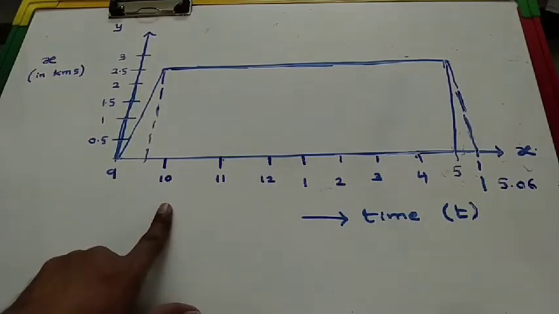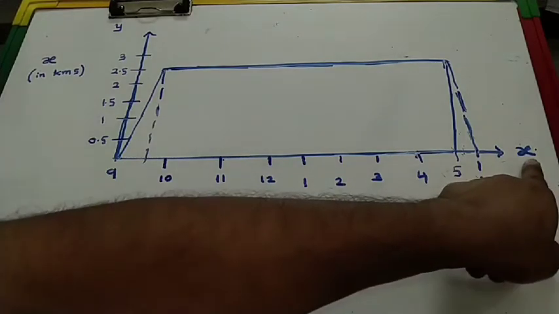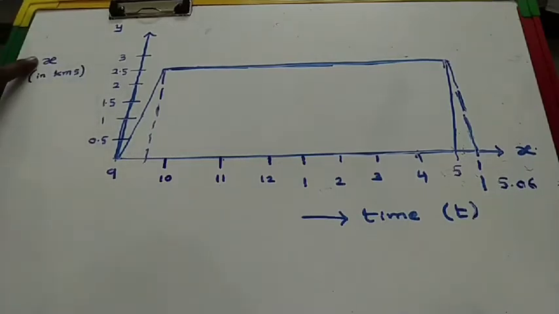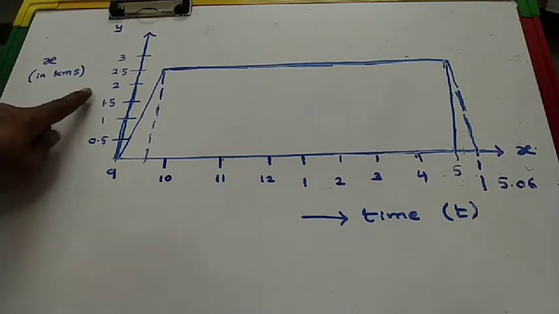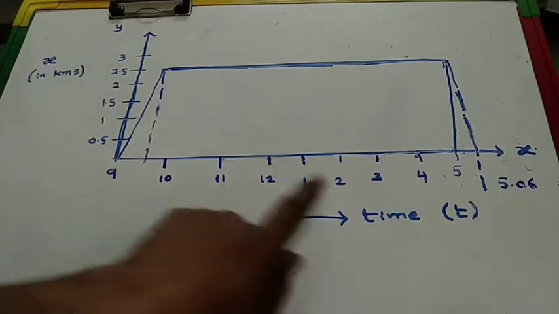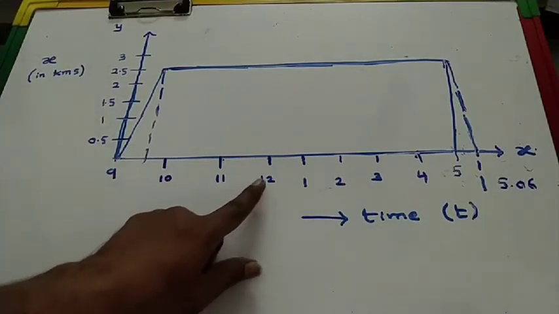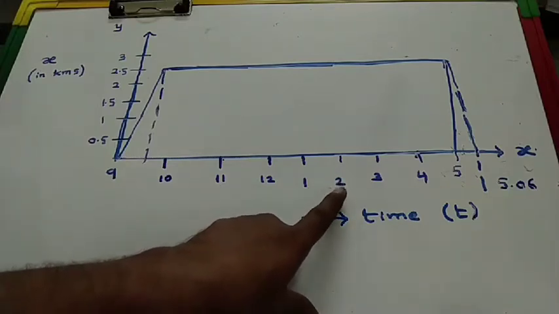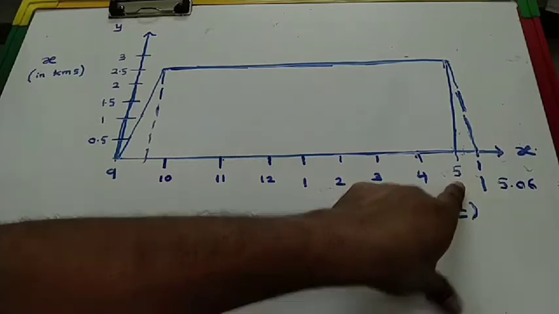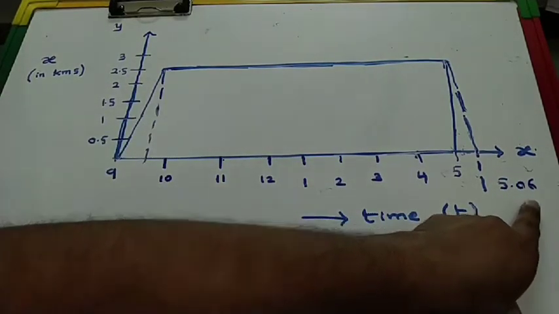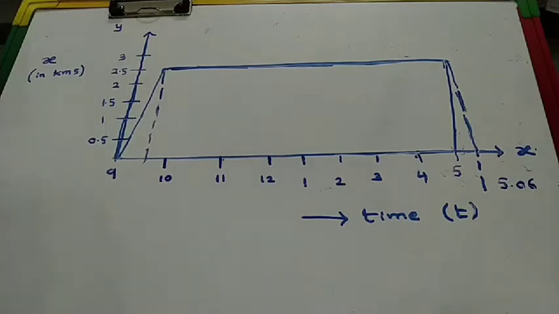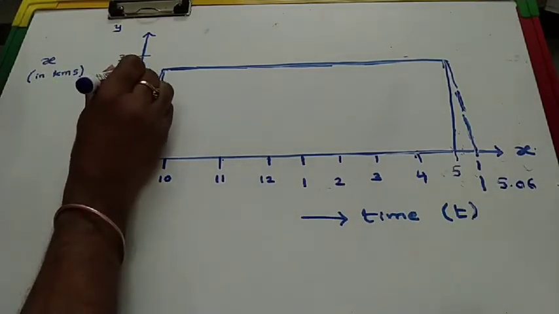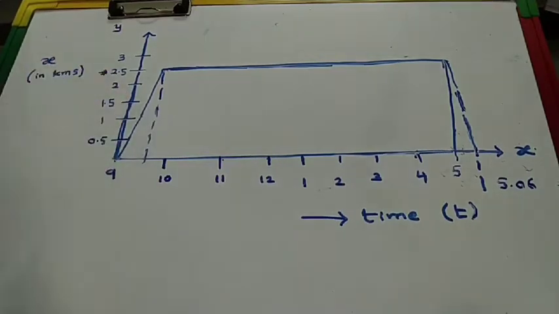My dear students, please observe this graph. On the x-axis we took time. On the y-axis we took the position or displacement. The displacement is 0.5 kilometer, 1 kilometer, 1.5 kilometer, 2 kilometer, 2.5 kilometer, 3 kilometer. On the x-axis we took the time 9 o'clock, 10, 11, 12, 1 o'clock, and 2 p.m., 3 p.m., 4 p.m., 5 p.m. Now this is 5.06 p.m. This is 9 a.m. This is exactly 1 o'clock. Now this is the graph given by the examiner. Here it is 2.5. We have to remember this.